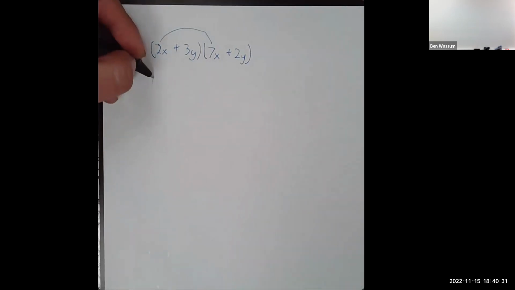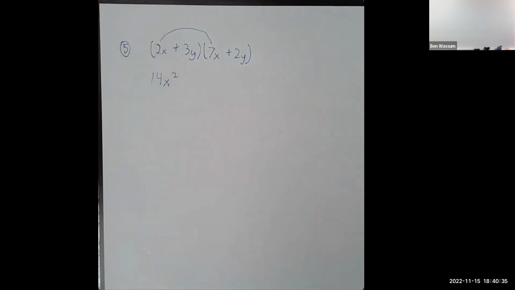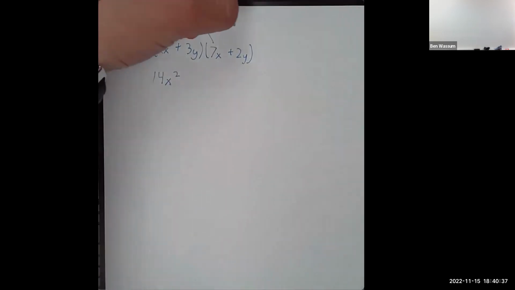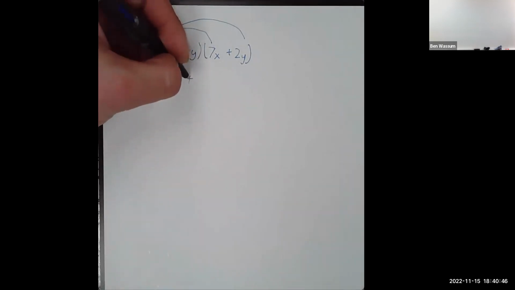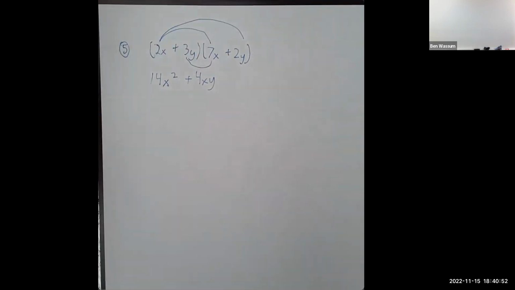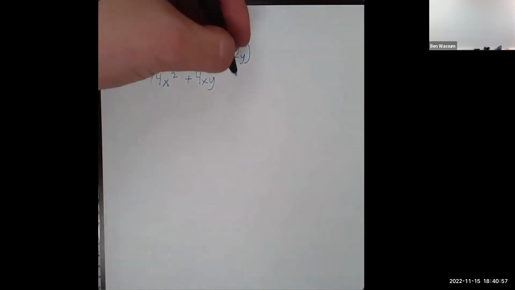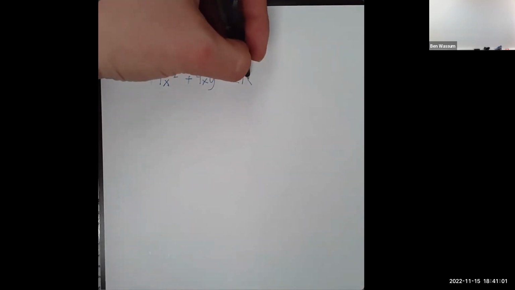2 times 7 is 14. x times x is x squared. Outer, we have 2x times 2y. Well, 2 times 2 is 4. x times y is xy. So we have plus 4xy. Then multiply these guys together, the inner. We have 3y times 7x. Well, 3 times 7 is 21. And x times y would just be xy.